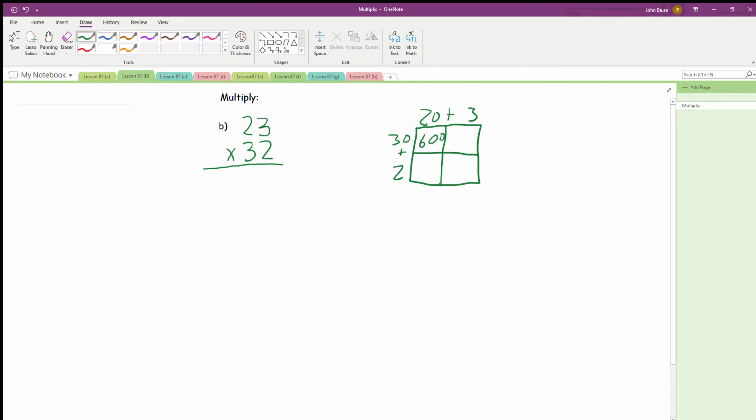30 times, let's do the one below it first. That's 20 times 2, that's 40. And then we're going to do 30 times 3 for this box, that's 90. And then 2 times 3 is 6. We're going to add those up.